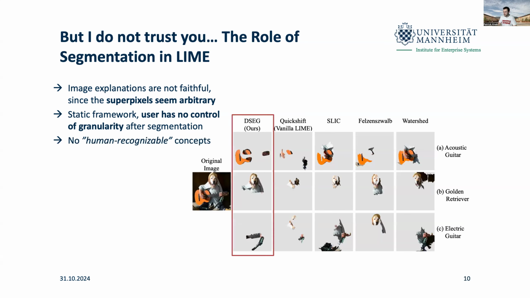So for this, that's our approach, DSEG. What we can clearly see already is that the acoustic guitar covers, from our understanding, the most influential area for acoustic guitar. For the golden retriever, still the whole golden retriever, even though we also see some part of the body of the human, I don't know why. And regarding the electric guitar, I'm not playing guitar, so I can't name you how these parts are called, but definitely different to the other parts of the acoustic guitar.